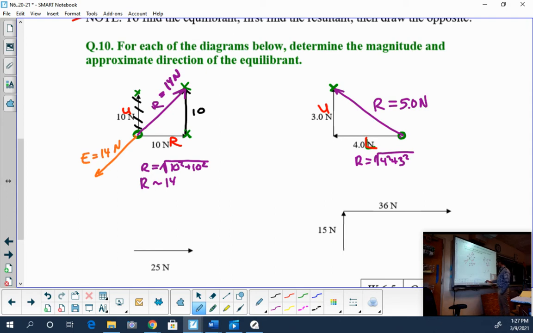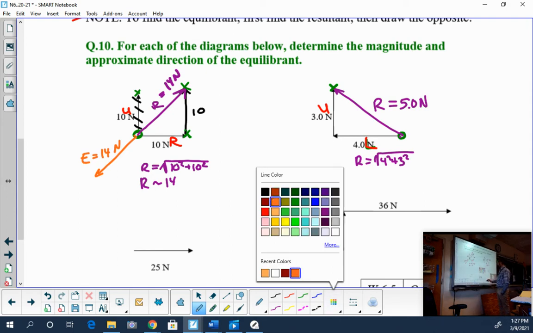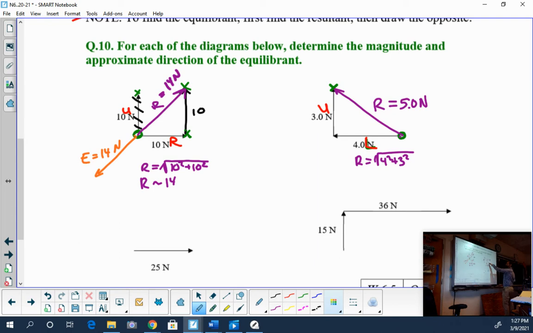However, the equilibrant should balance this. Now, you don't have to draw the equilibrant starting at the tail, running the other way. You could draw it right next to it. You could do something like this. As long as you have the correct length and the correct direction, the equilibrant can be drawn right here. It doesn't matter. Correct length, correct direction. That's the key.